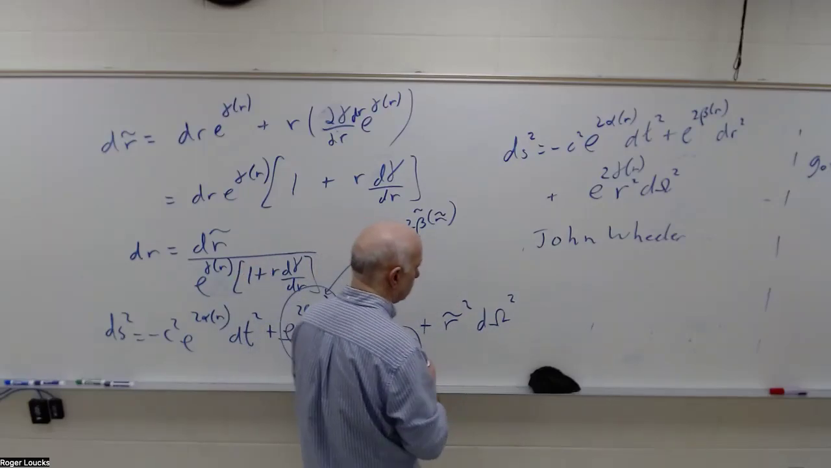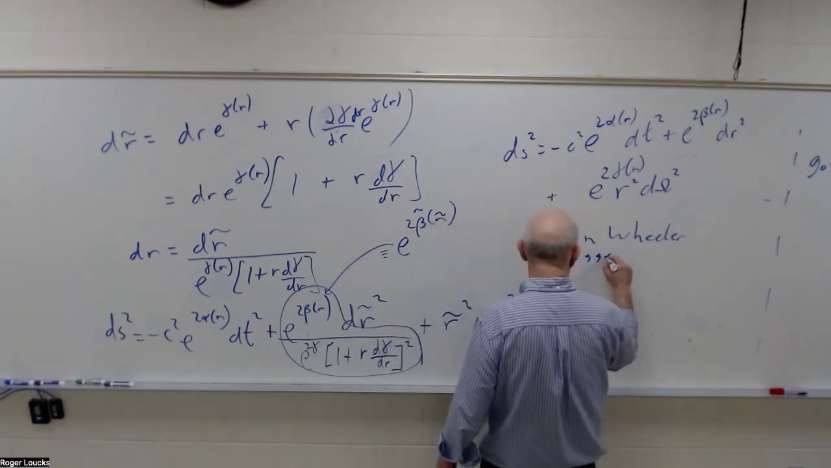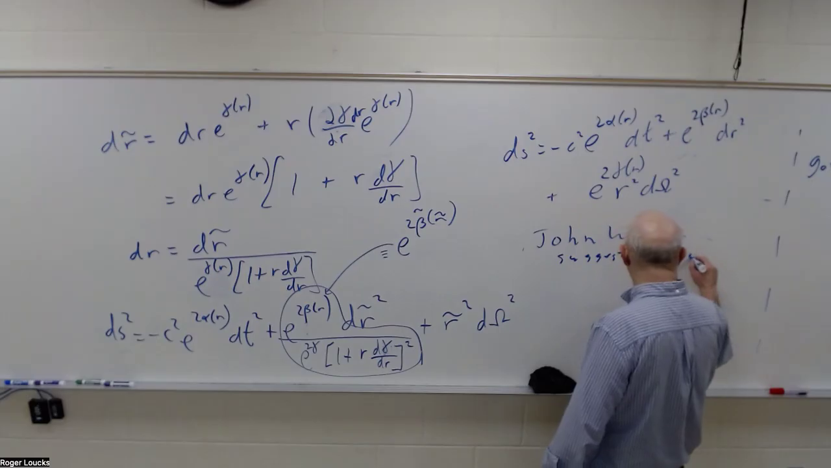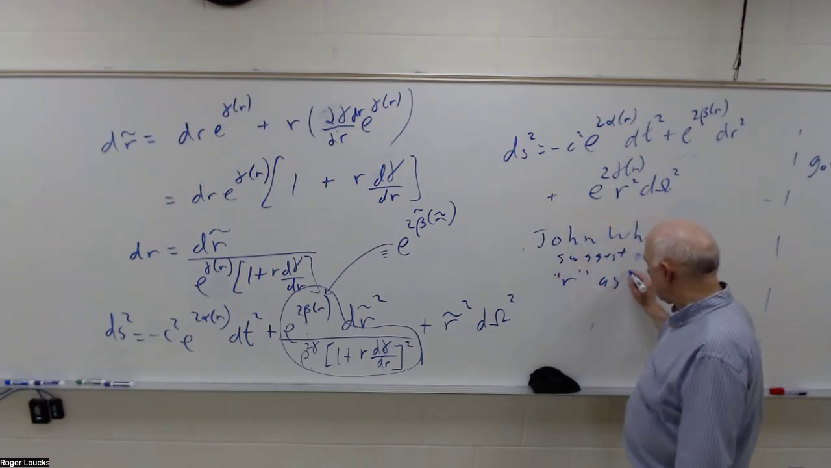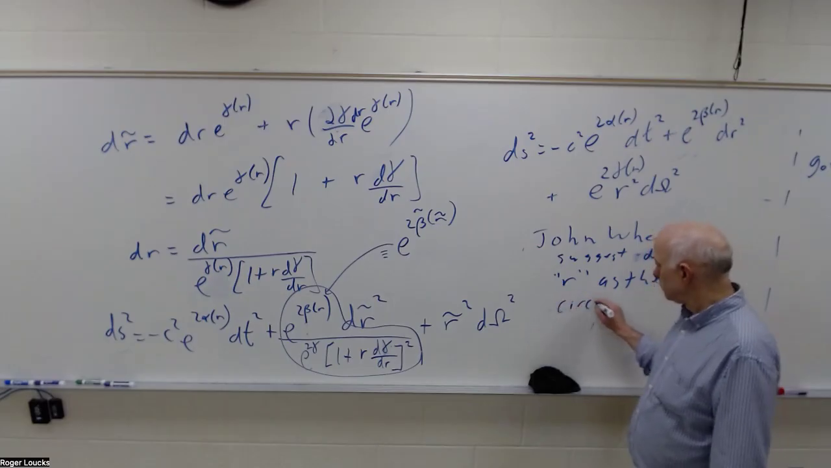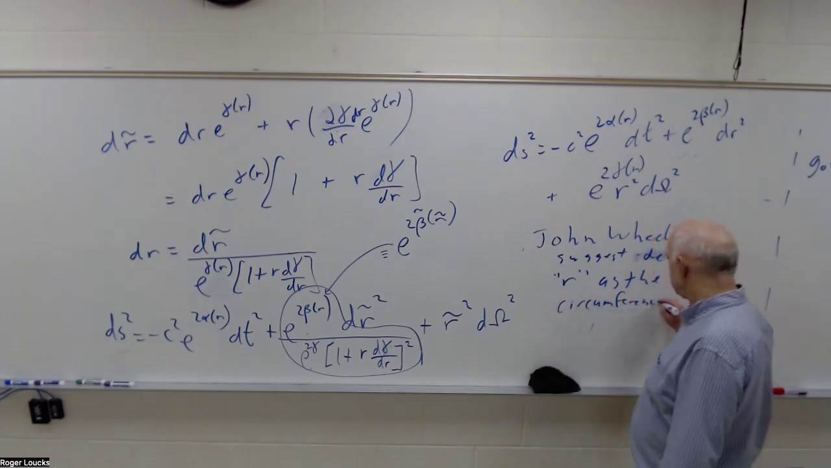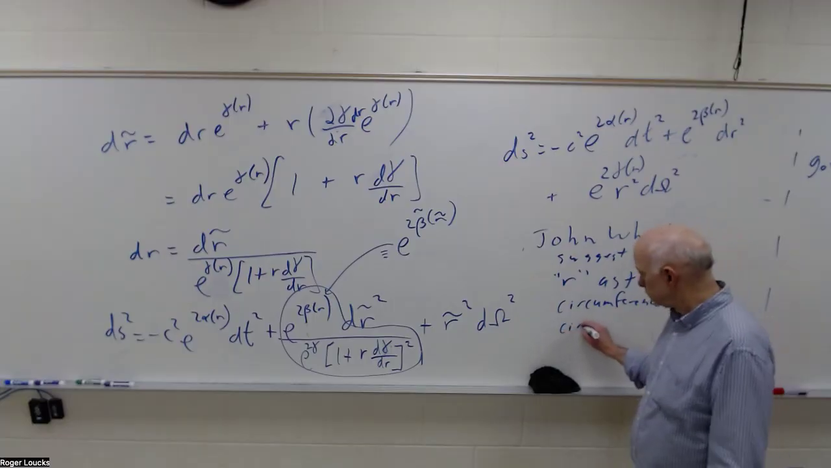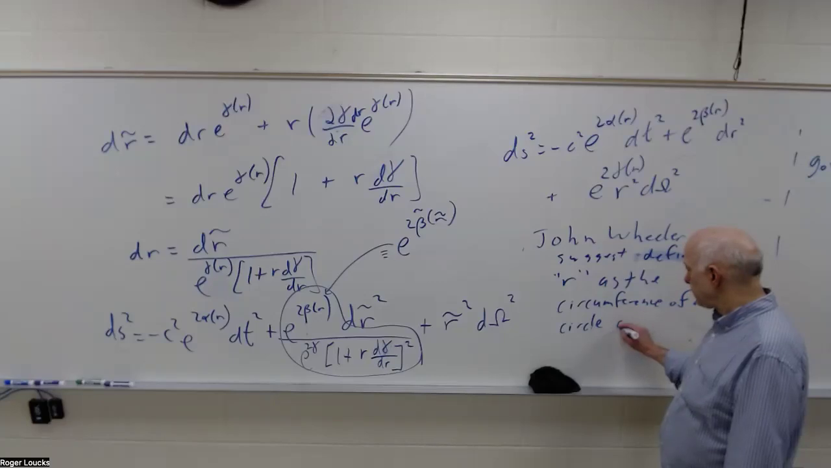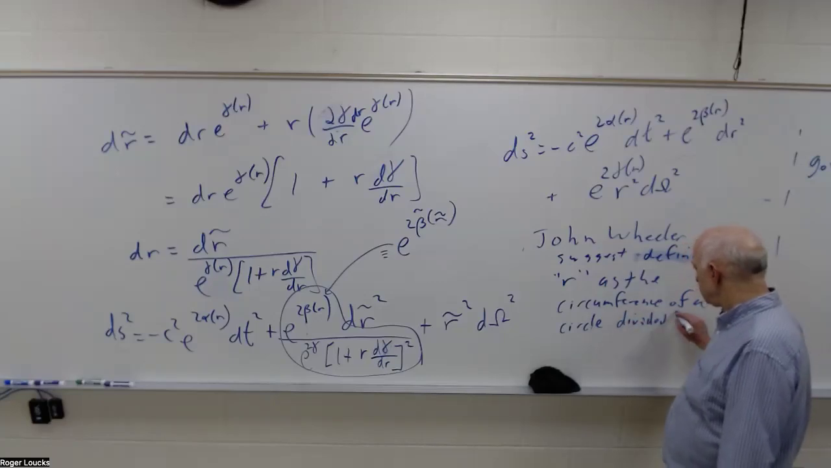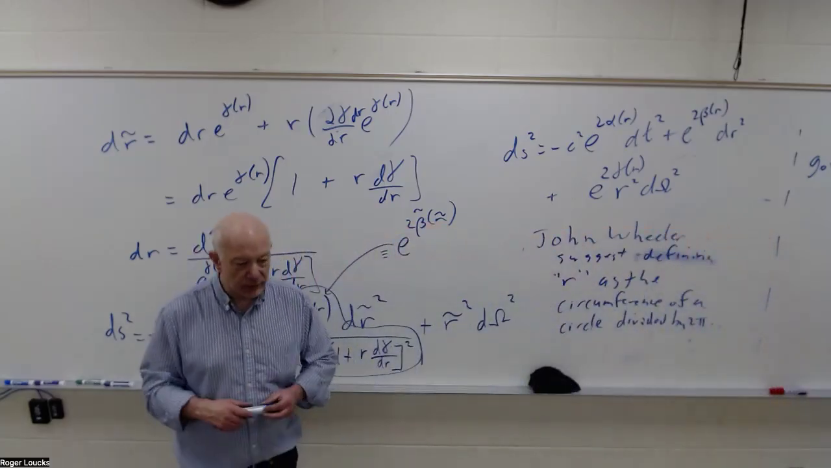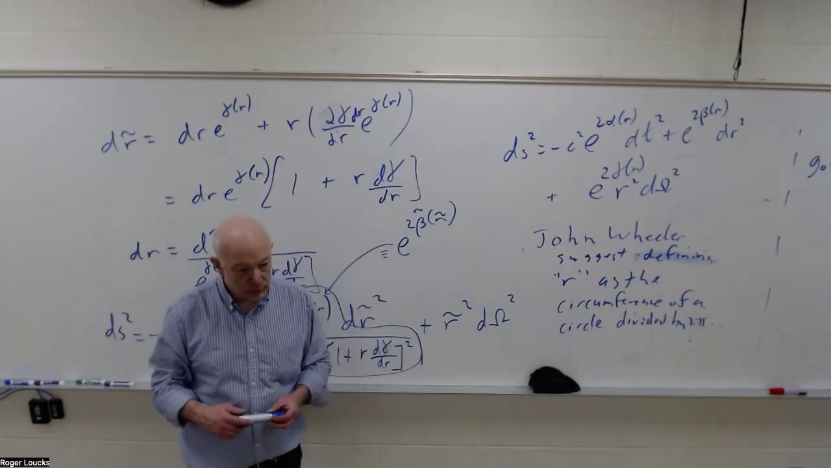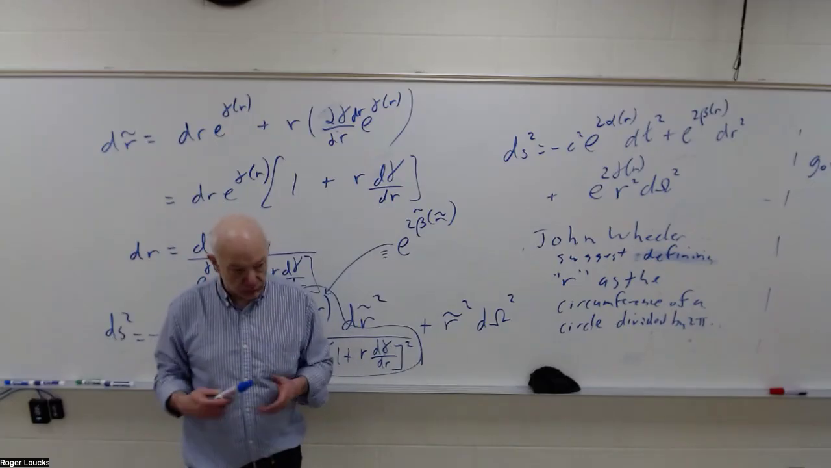So we'll look at this. Measuring suggests defining r as the circumference of a circle divided by 2 pi. That's how you're going to measure all the r's. Make a big circle, divide by 2 pi, r. Okay. Which makes perfect sense.